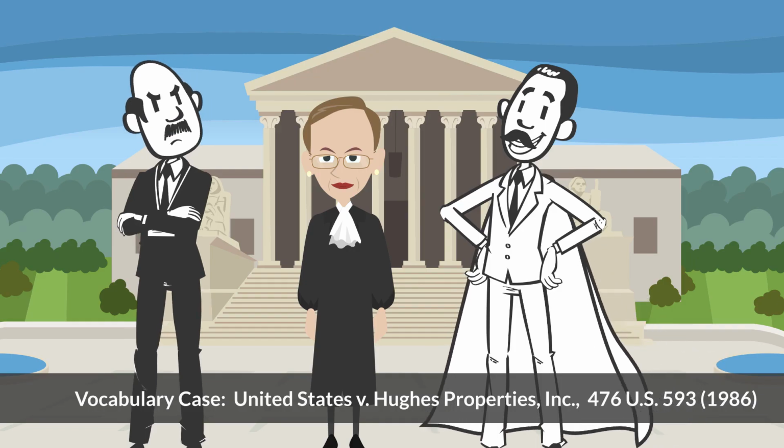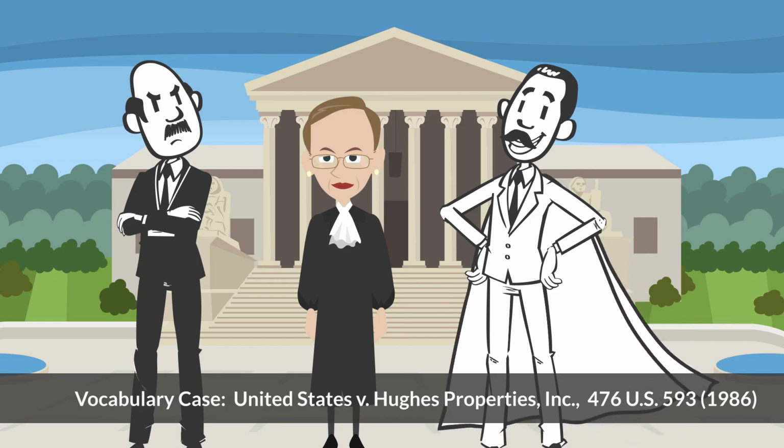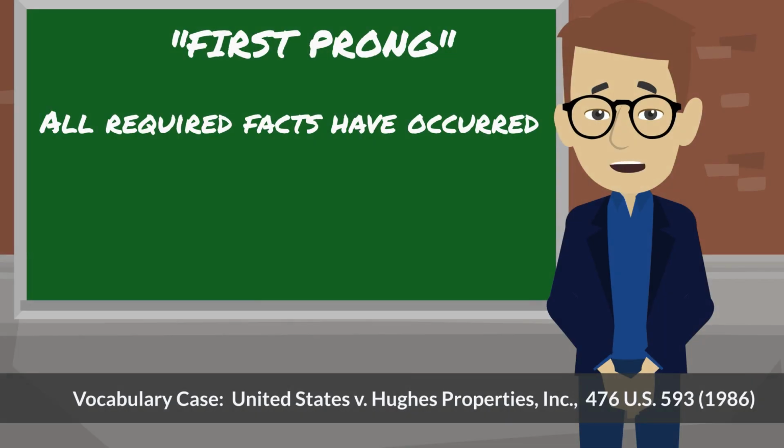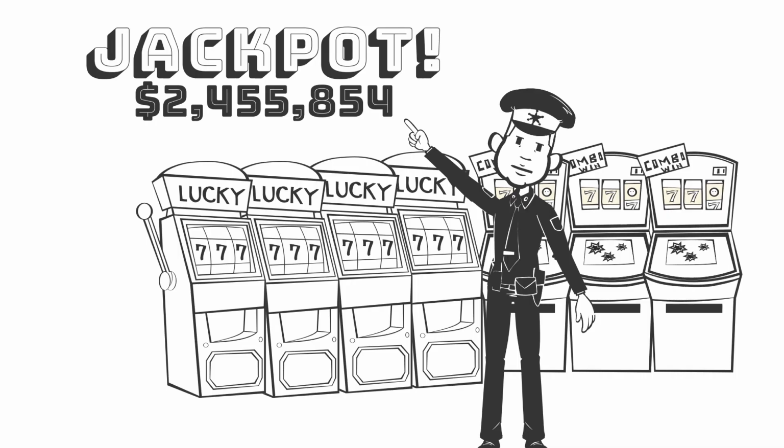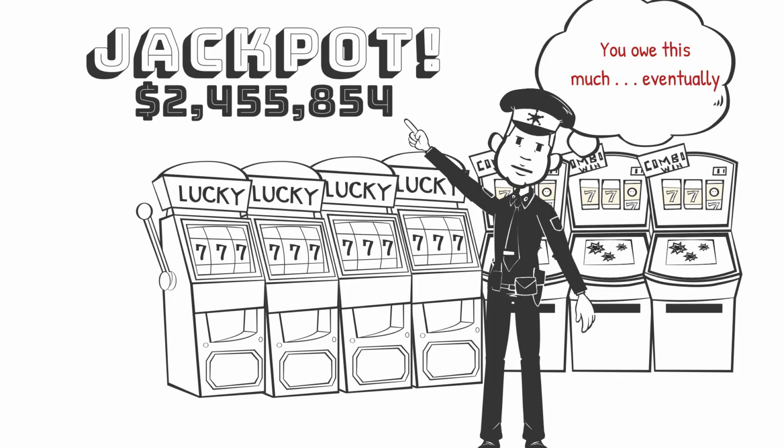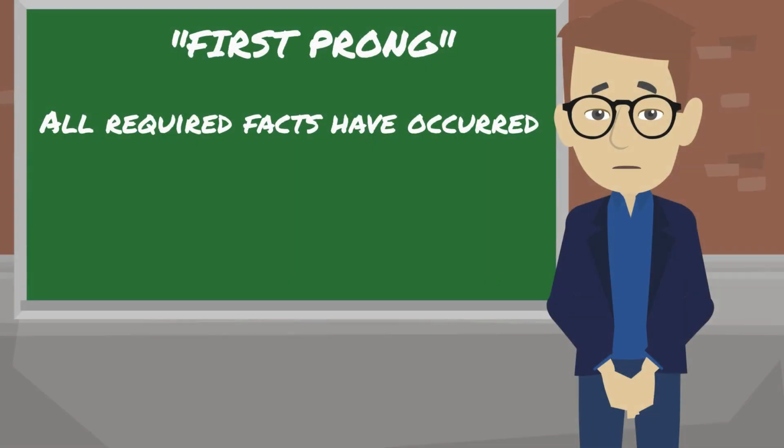The Supreme Court agreed with the taxpayer. In Hughes Properties, the court said the only thing that matters is that as of the stroke of midnight on the last day of the tax year, all the events required to obligate the casino to pay the posted amount had occurred. Nothing else had to happen for the casino to be obligated under state law to write a check for that amount to someone at some time.